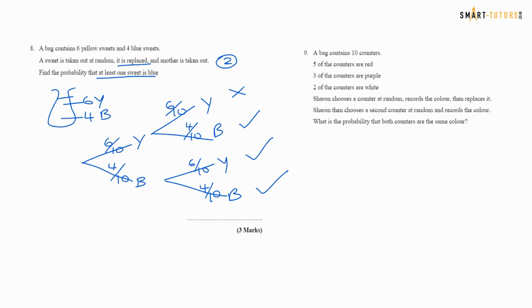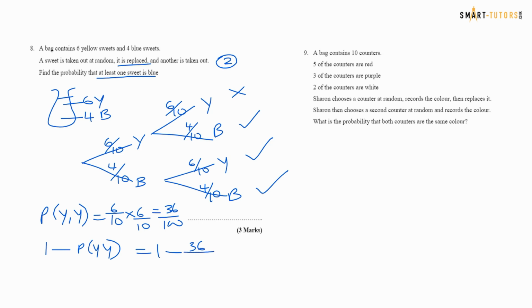So the probability of Y, Y is 6 upon 10 times 6 upon 10, so it's 36 over 100. The probability that at least one sweet is blue is 1 minus the probability of YY. So the answer is 1 minus 36 over 100, which is 64 over 100, so 0.64. That is the answer for question number 8.